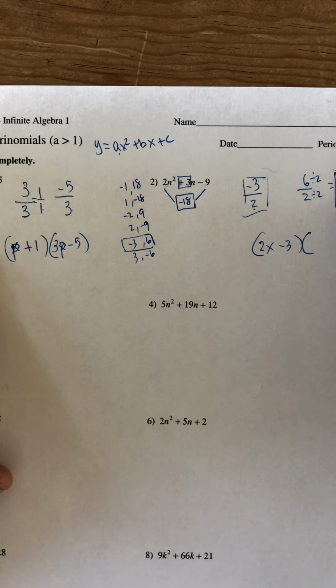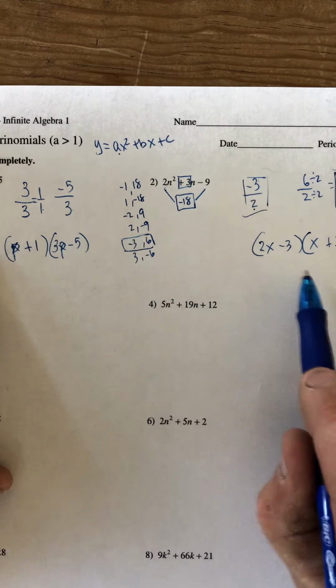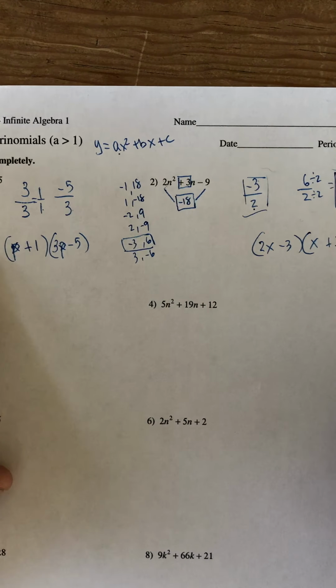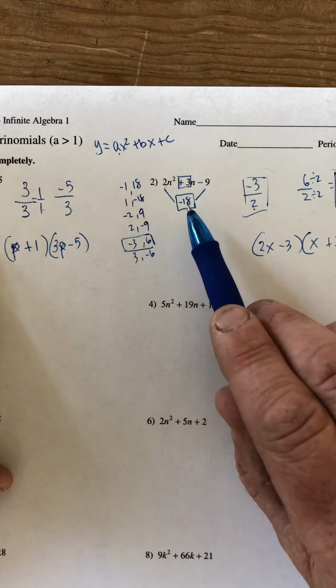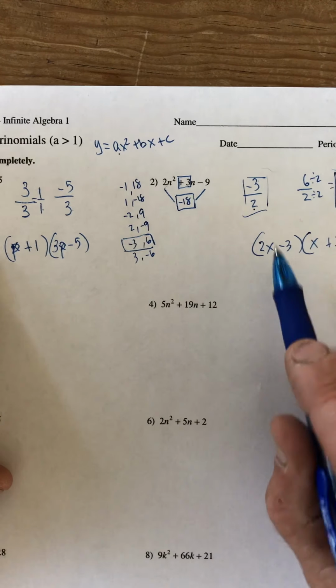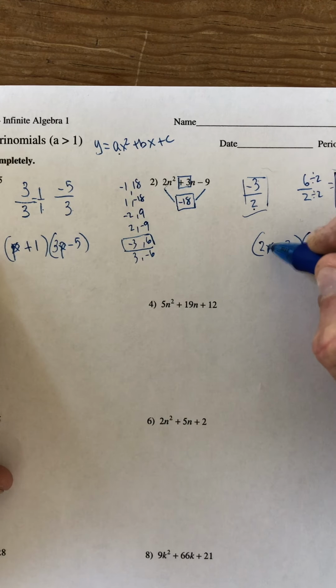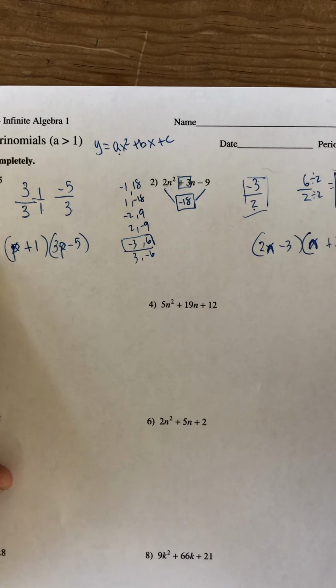The bottom number tells me how many x's I have, and what kind of 3 is it? Well, it's positive. So again, I use x's instead of n's. I get into that bad habit. But 2n squared plus 3n minus 9 will give you 2n minus 3 and n plus 3.